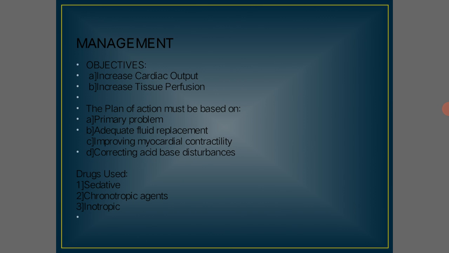Management of hypovolemic shock. Objectives: increase cardiac output, increase tissue perfusion. The plan of action must be based on: first, primary problem; second, adequate fluid replacement; third, improving myocardial contractility; fourth, correcting acid-base disturbances. Drugs used in treatment of hypovolemic shock: first, sedative; second, chronotropic agents; third, inotropic agents.